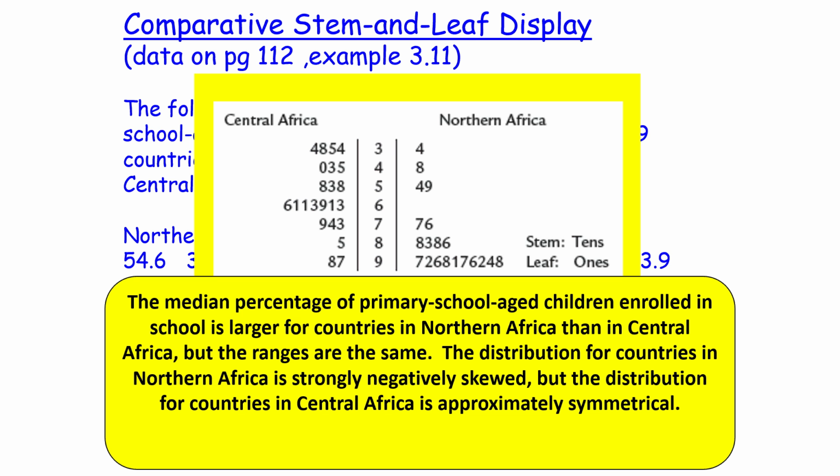The median percentage of primary school age children enrolled in school is larger for countries in Northern Africa than in Central Africa, but the ranges are the same. The distribution for countries in Northern Africa is strongly negatively skewed, but the distribution for countries in Central Africa is approximately symmetrical. And so it's possible to still talk about the displays when we're using a comparative stem and leaf display. And that's so important to be able to relate them to each other and talk about those pieces.